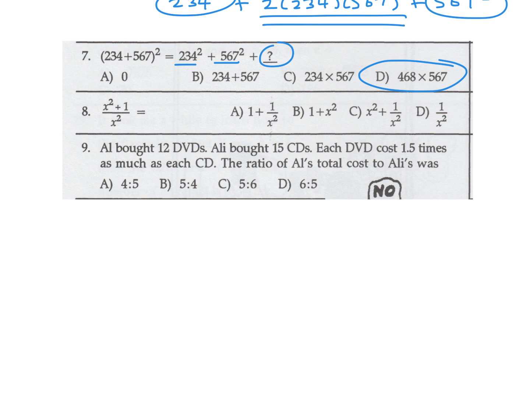Okay, so x squared plus 1 over x. So we got x squared over x squared plus 1 over x squared. So that would be 1 plus 1 over x squared. And that looks to me like A.